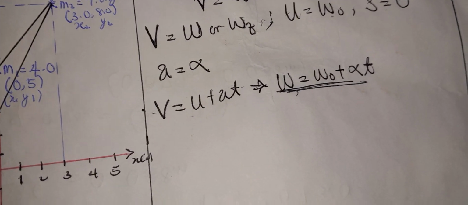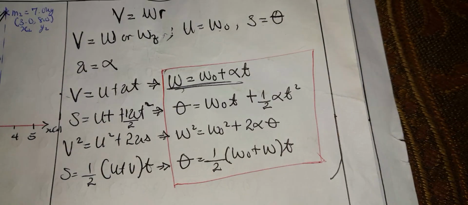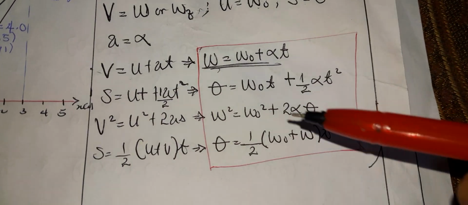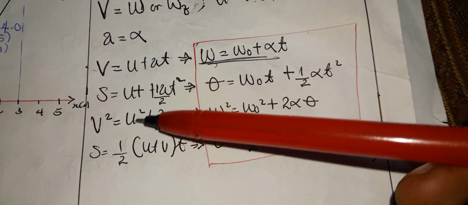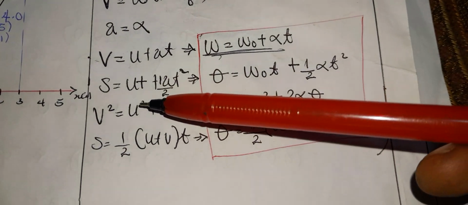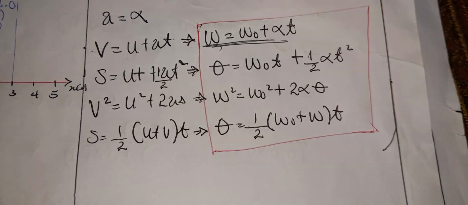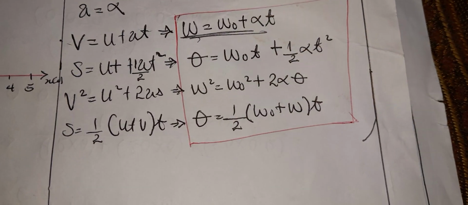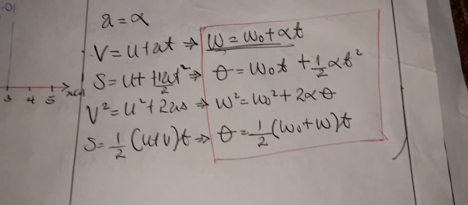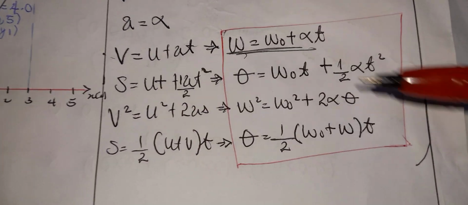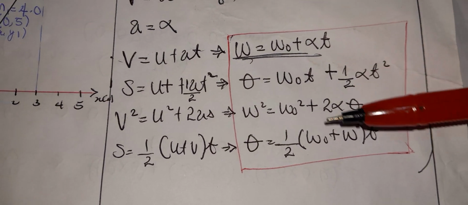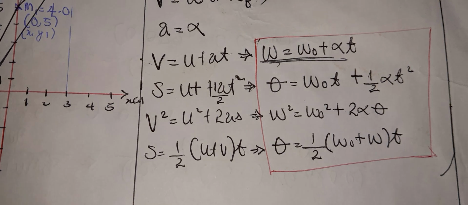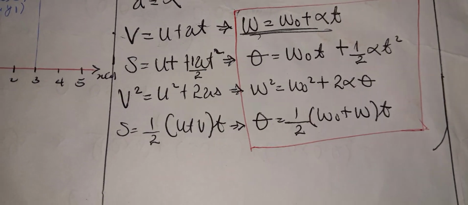So the second one, I'm just going to go ahead and write everything. Now there's something I noticed in the question. It was s equals ut plus at squared. It's supposed to be half at squared. So that's by the way. These are all the equations of motion pertaining to angular motion.